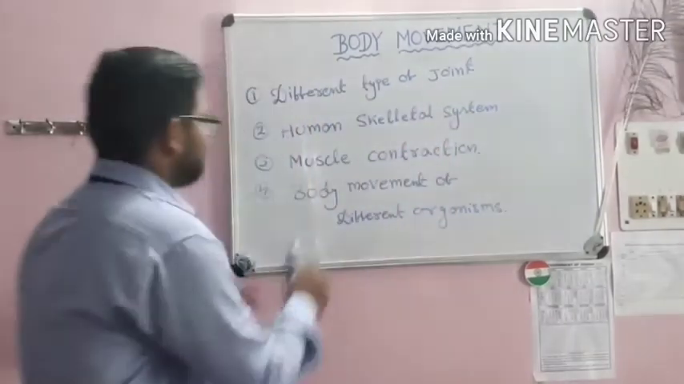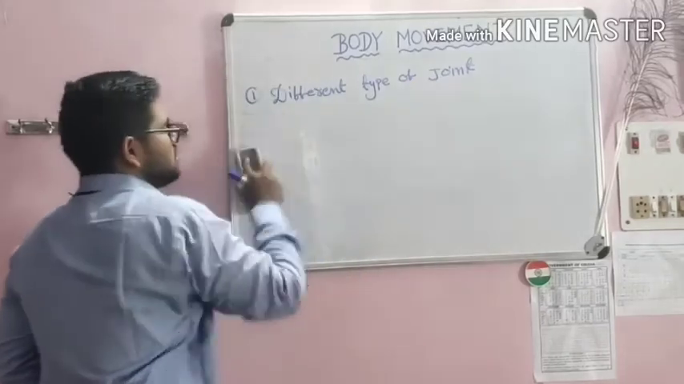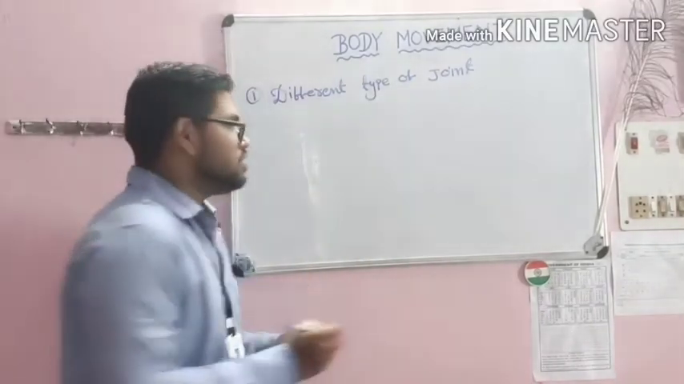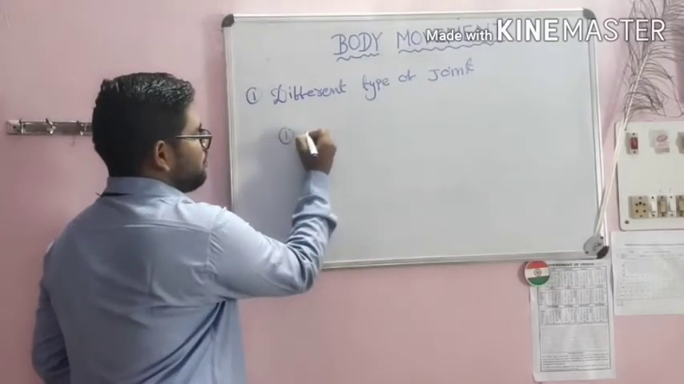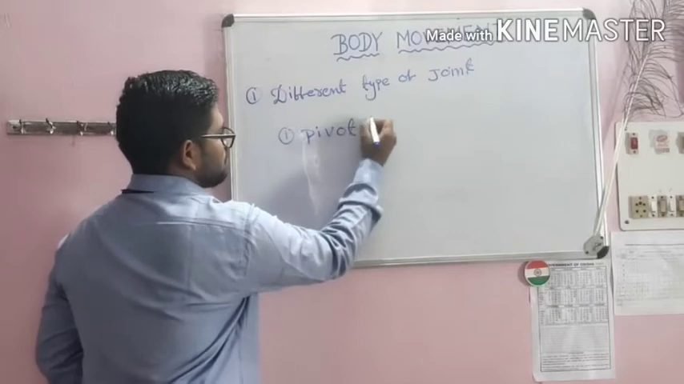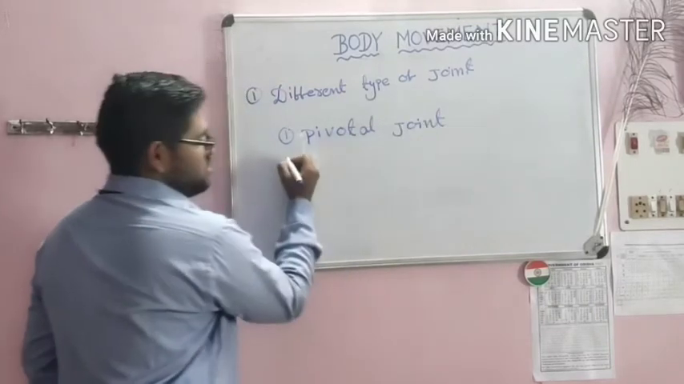Please note in your copy. The heading is different types of joints. There are four types of joints that are present in the human body. Number one is your pivotal joint. Pivotal joint is placed in the neck.